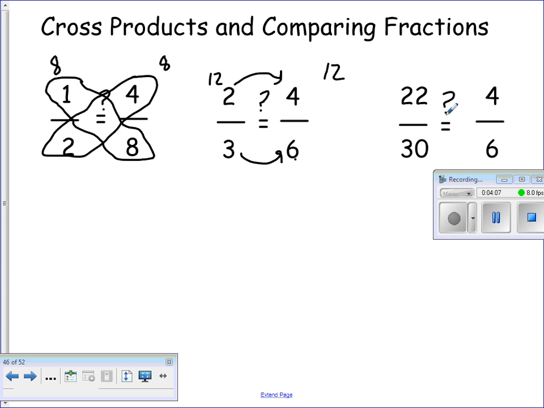Let's take a look at this example. 30 times 4. Well, 3 times 4 is 12, so 30 times 4 is 120. And then if I multiply 22 times 6, I'm going to get 132. So in this case, these are not proportional because my cross products are not the same. In fact, this fraction right here is bigger compared to 4/6. So using my cross products can really help me decide if they are proportional or not, and which one is bigger and which one is smaller.